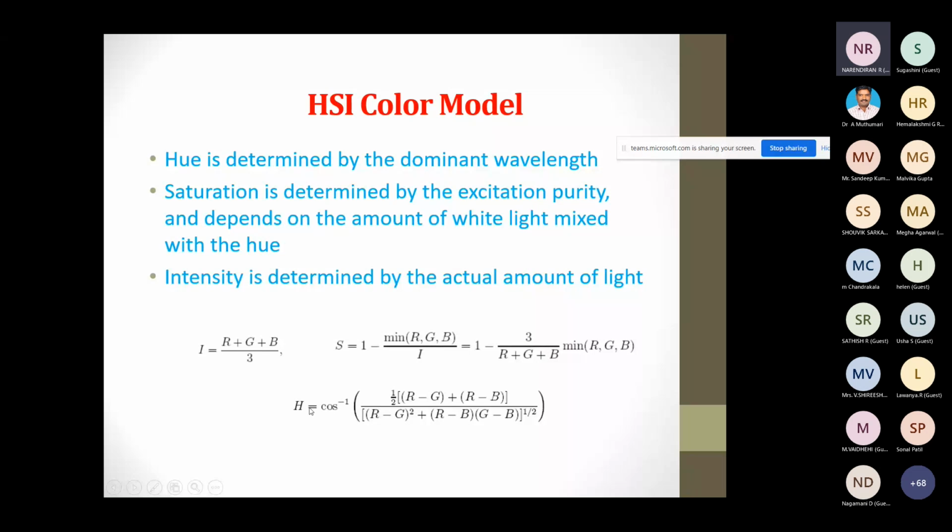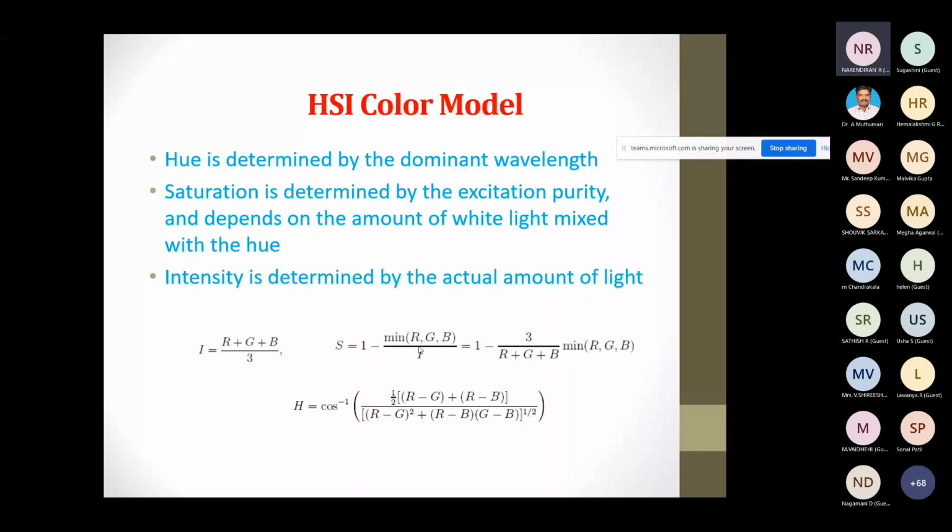Similarly, there is a formula for the H value. It is a cosine-based manipulation with the RGB. Simply, we can convert from one color model to another. Once you know one color model, the RGB model, you can easily convert to another color model. Intensity is determined by the actual amount of light, hue is determined by the dominant wavelength, and saturation is determined by excitation purity and depends on the amount of white light mixed with the hue. This is what we have to understand.